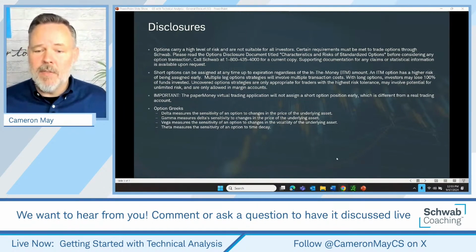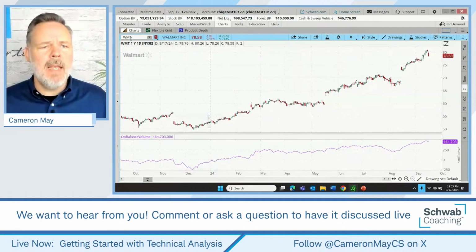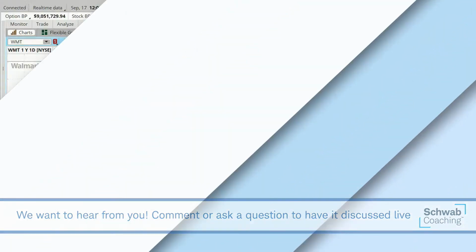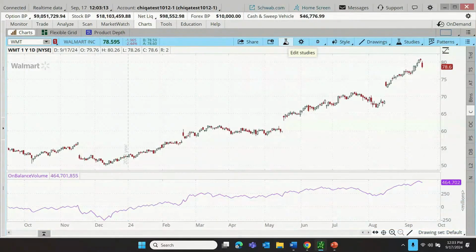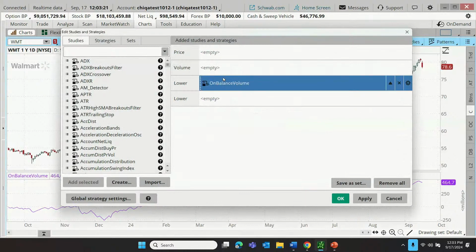Let's go right to the thinkorswim desktop trading software. And here we have Walmart. Now I've already cheated. I already applied on-balance volume. Let me show our audience how to do that. If you don't know how to add or remove a technical study, that can be done right up here under Edit Studies. So I'm going to click on Edit Studies. There we can see our on-balance volume that's already added as a lower study below our price chart.